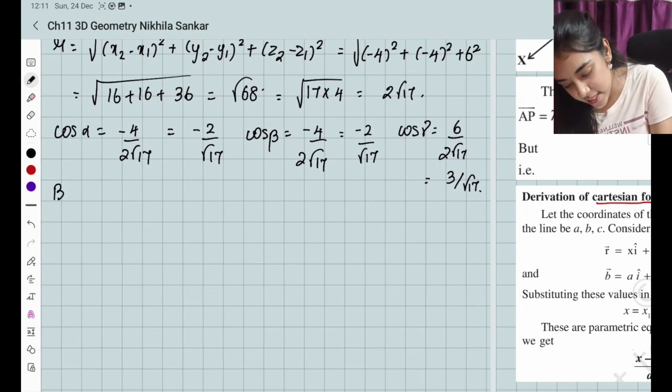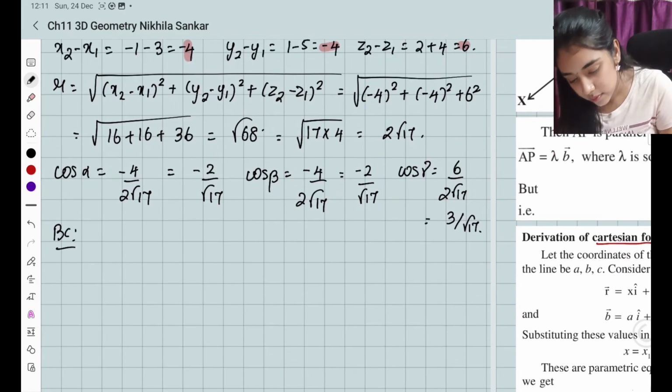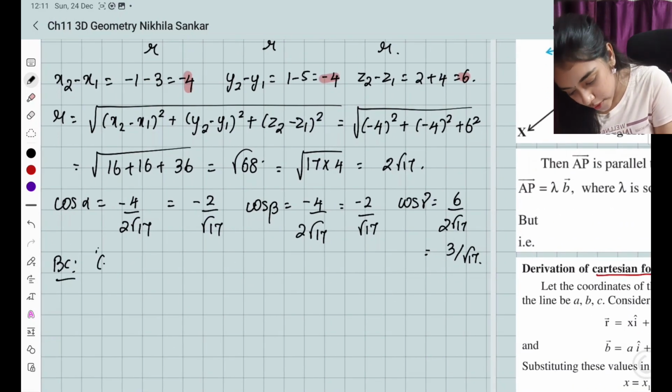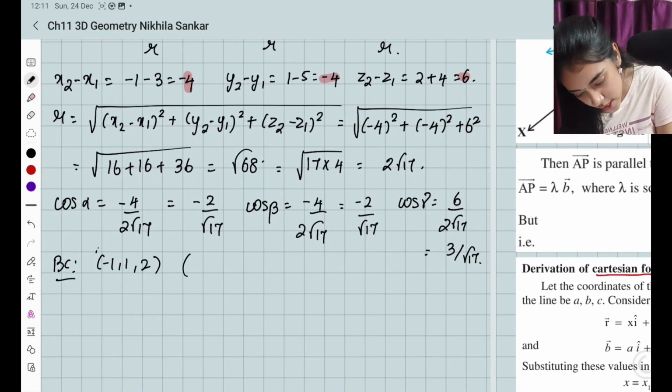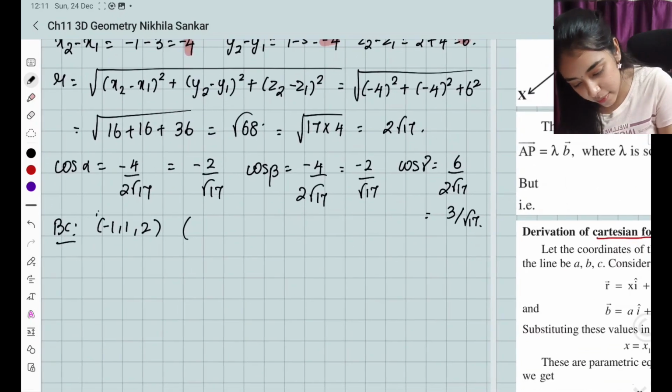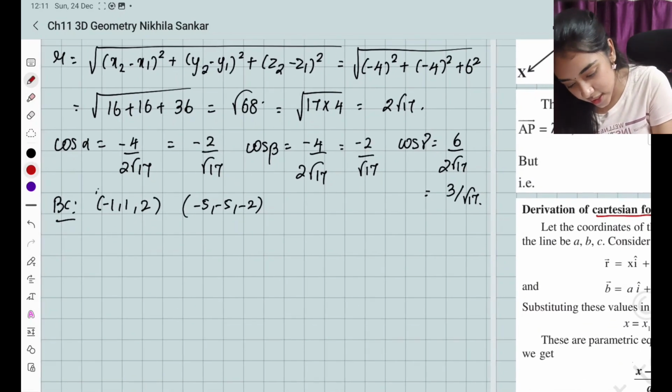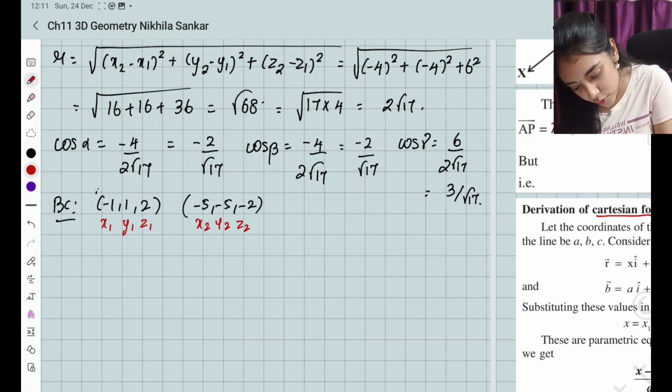Okay. So, for BC, I have the positions minus 1, 1, 2. And the next point is going to be minus 5, minus 5, minus 2. So, இந்த இடத்துலயும் அதே தான். I'm going to find x1, y1, z1, x2, y2, z2. So, அதே மாதிரி, what is my x2 minus x1?